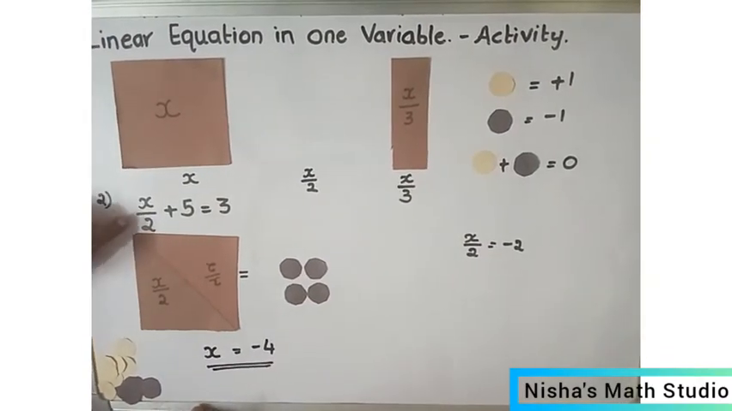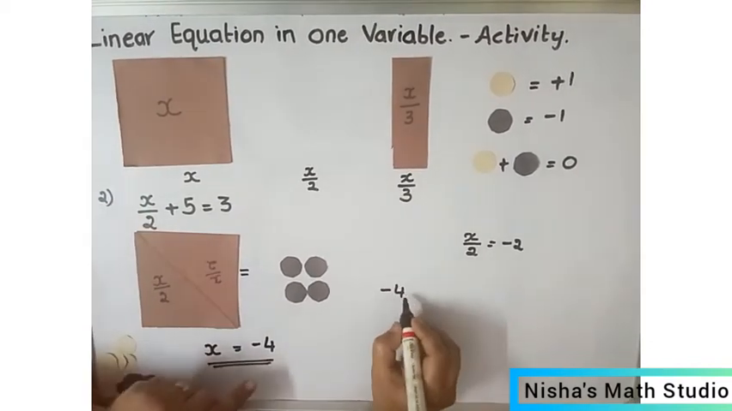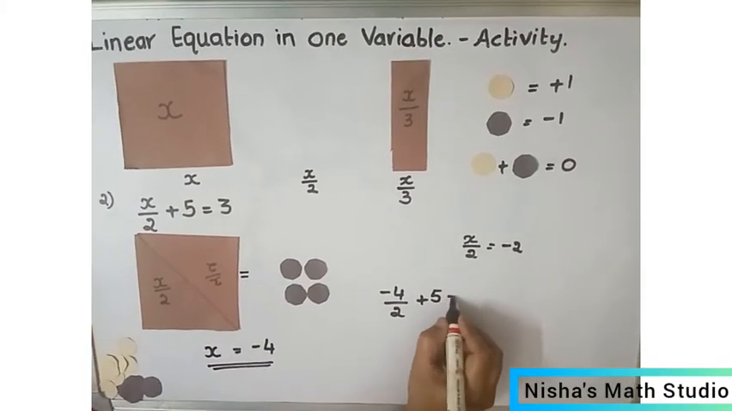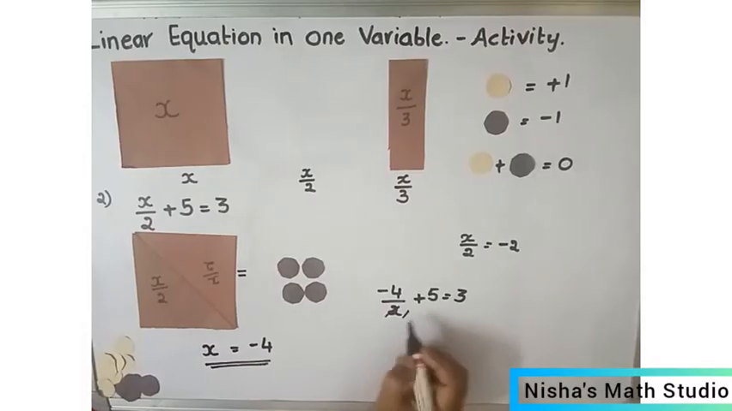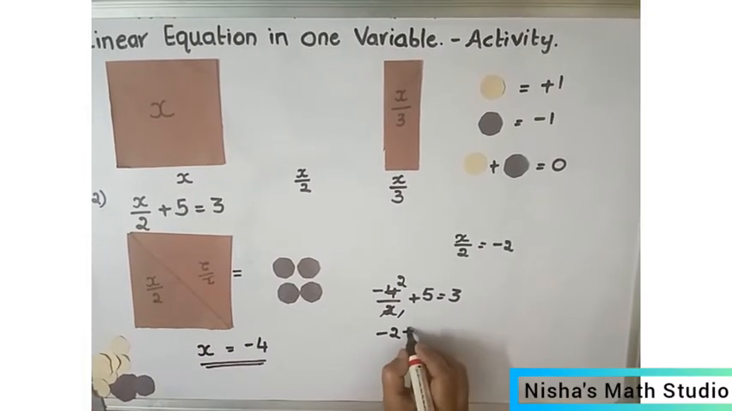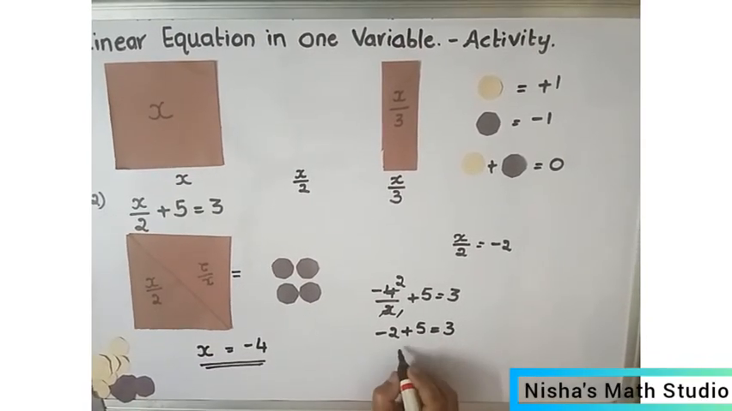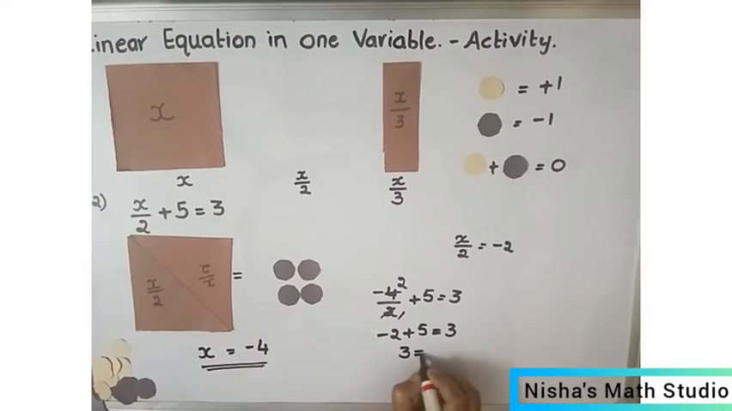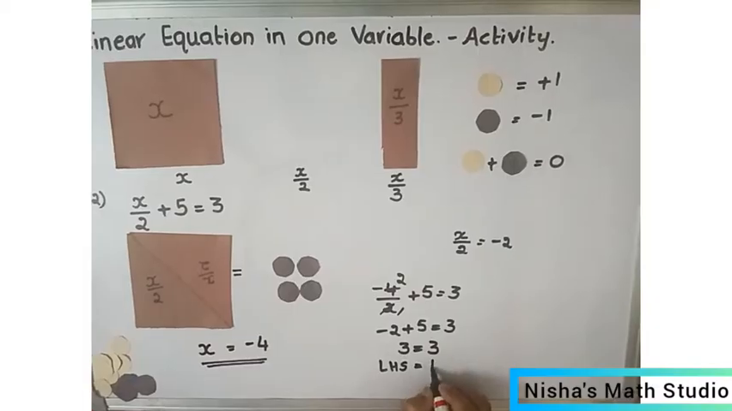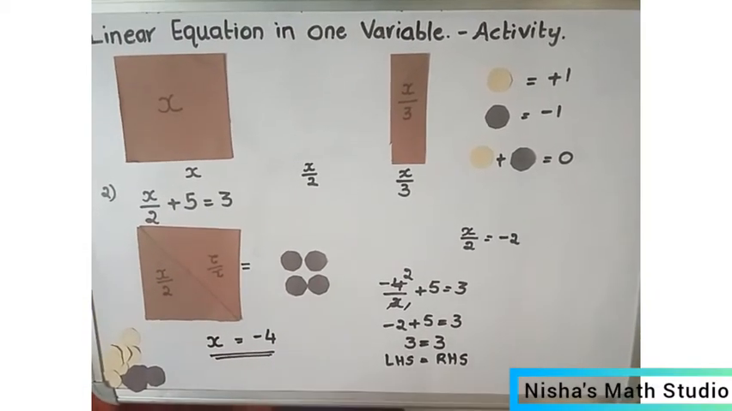solution. Shall we check whether our answer is correct? So in the place of x, I put minus 4, which I have got here, x by 2 plus 5 is equal to 3. 2 ones are 2, 2 twos are 4. What remains here is minus 2 plus 5 is equal to 3. Minus 2 plus 5 gives you 3, which is equal to 3. So I have got my left hand side is equal to right hand side. So this solution is correct.